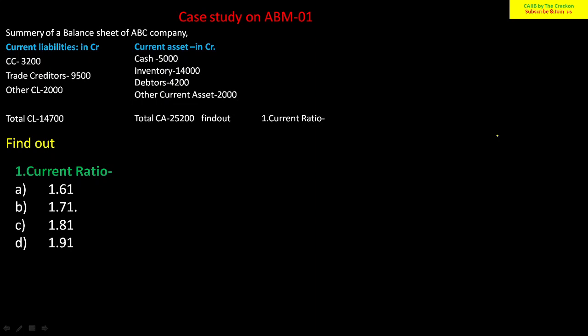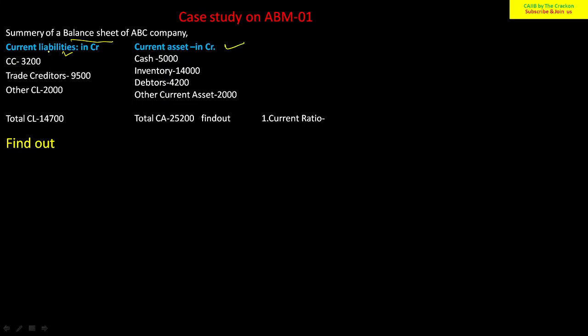So here is our first question. See, in this question, what's given? The balance sheet of ABC company has been given, right? Balance sheet means we know liability has been given and current asset has been given, right? So in current liability, what is a liability? Liability means we owe something to the other party, right? And in the asset case we own.